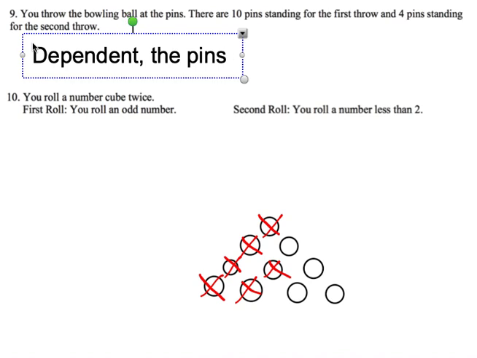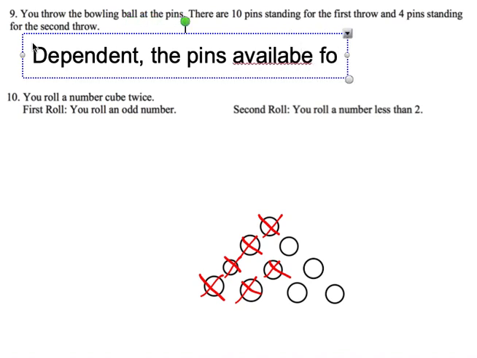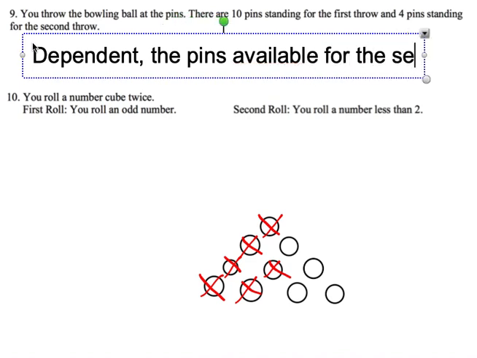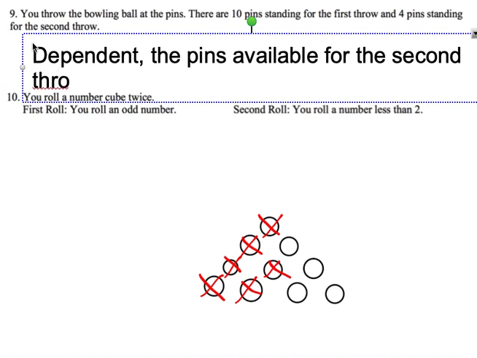The pins available for the second throw depend on the ones you knocked over.